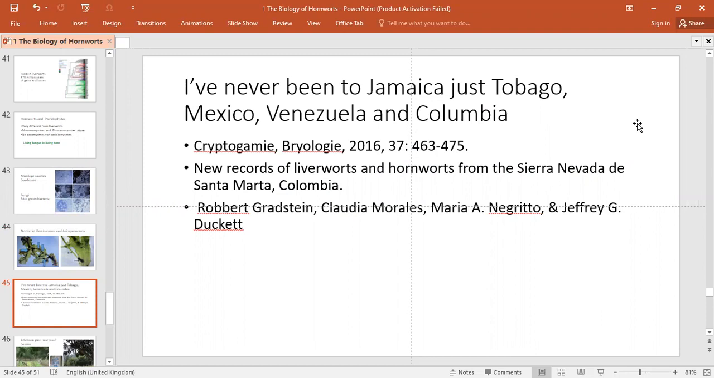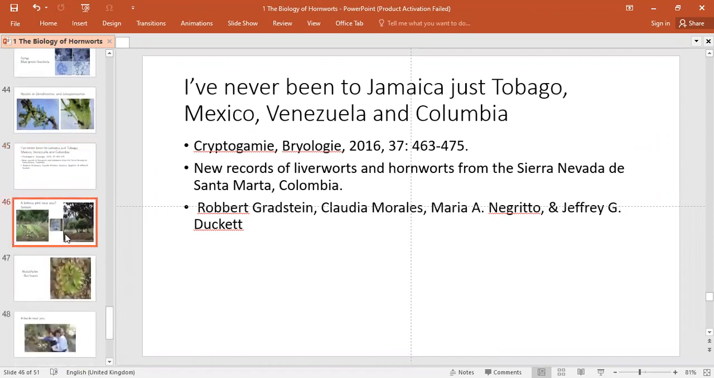I went to Colombia in 2015, and as a result of that, we found some new liverworts and some new hornworts, working with Radstein and a couple of colleagues who work in Paris and in Germany, a couple of Colombians, and me. So it was rather a good collecting trip. So what did we find?